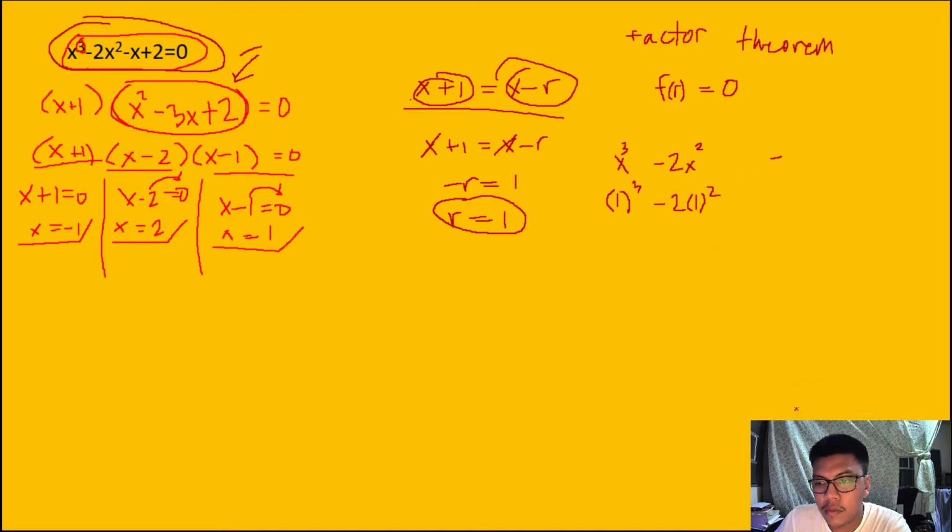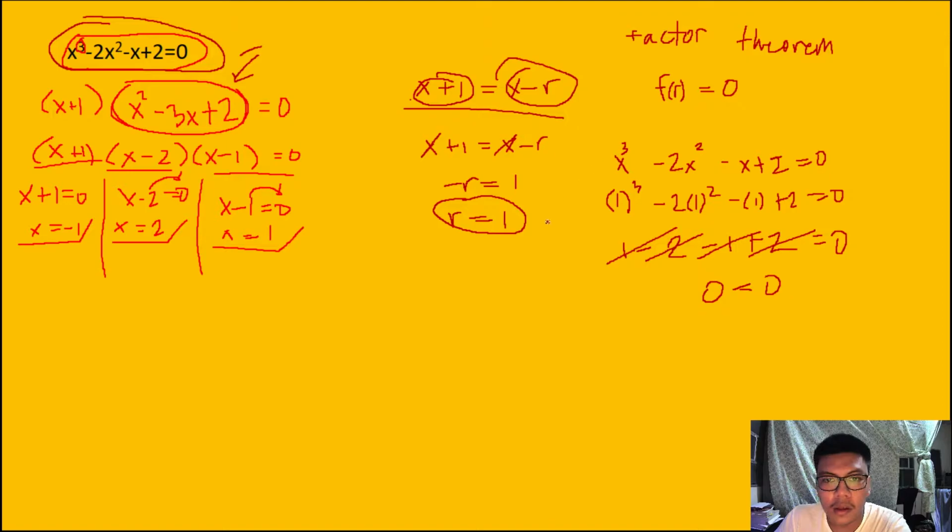Okay. So, we have negative 2x squared minus x plus 2 is equal to 0. Then this one will be minus 1 plus 2 equals 0. So simplifying, 1 cubed, 1 minus 2 times 1 squared, that is 2, minus 1 plus 2 is equal to 0. So we have negative 2 plus 2, ayun, cancel, 1, negative 1, so 0 is equal to 0. So ibig sabihin, yung ating napili na x plus 1 ay factor ni x cubed minus 2x squared minus x plus 2 is equal to 0.